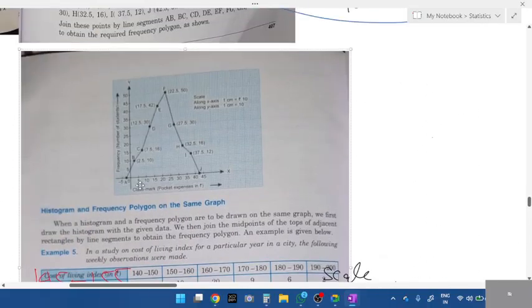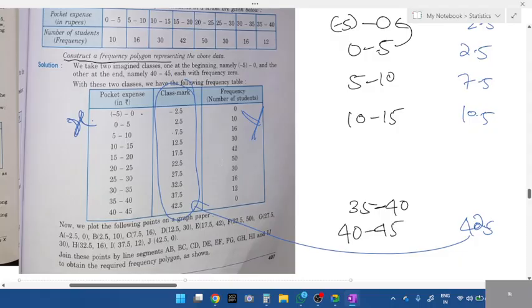So this is the graph. 0, 5, minus 5 lie on the outer side. 5, 10, 15, 20, all these values. This is how we draw a frequency polygon. And for a frequency polygon, what are the values we need?